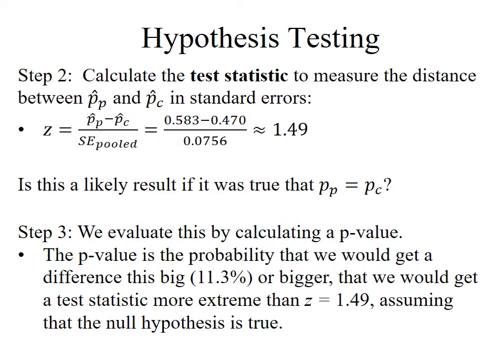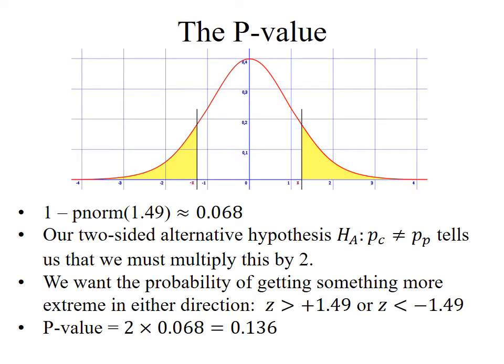So now we need to compute, is this likely? Is it likely to get a z-value of 1.49, a difference as big as 11.3%, if there really is no underlying difference here? We evaluate this by computing our p-value. That is the probability that we would get a test statistic of 1.49 or more, assuming that the null hypothesis is true. In this case, we're doing a two-sided test. Remember, I would be just as interested if it was better to take notes on the computer as it would be with pencil and paper. So we're going to need to do a two-sided test, see both tails of this.